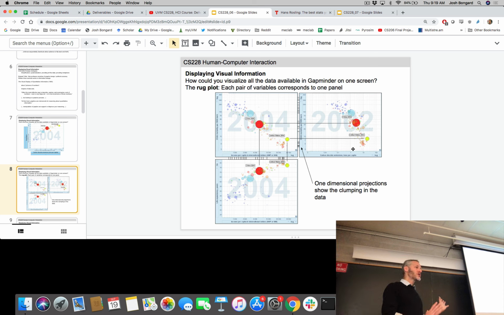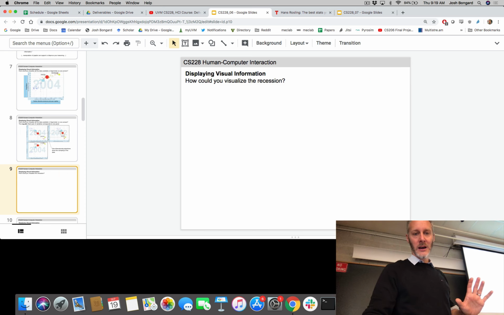Okay. This strategy has pros and cons. Again, it depends on what our users are trying to do. Assuming that they're trying to see relationships between as many of the variables in Gapminder as possible at the same time, a rug plot may be the way to go. It's a difficult thing to do. Okay. These are just different strategies that we can think about.